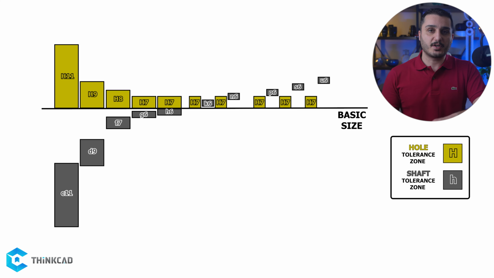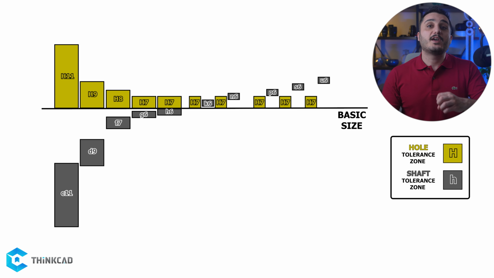We have our basic or nominal size for both shaft and hole marked here on the right. This means we use the same nominal size for both shaft and hole and apply different tolerance combinations for each to specify various fit types. Each vertical combination is a unique fit type. Holes have alphanumeric codes with uppercase letters and shafts with lowercase letters.